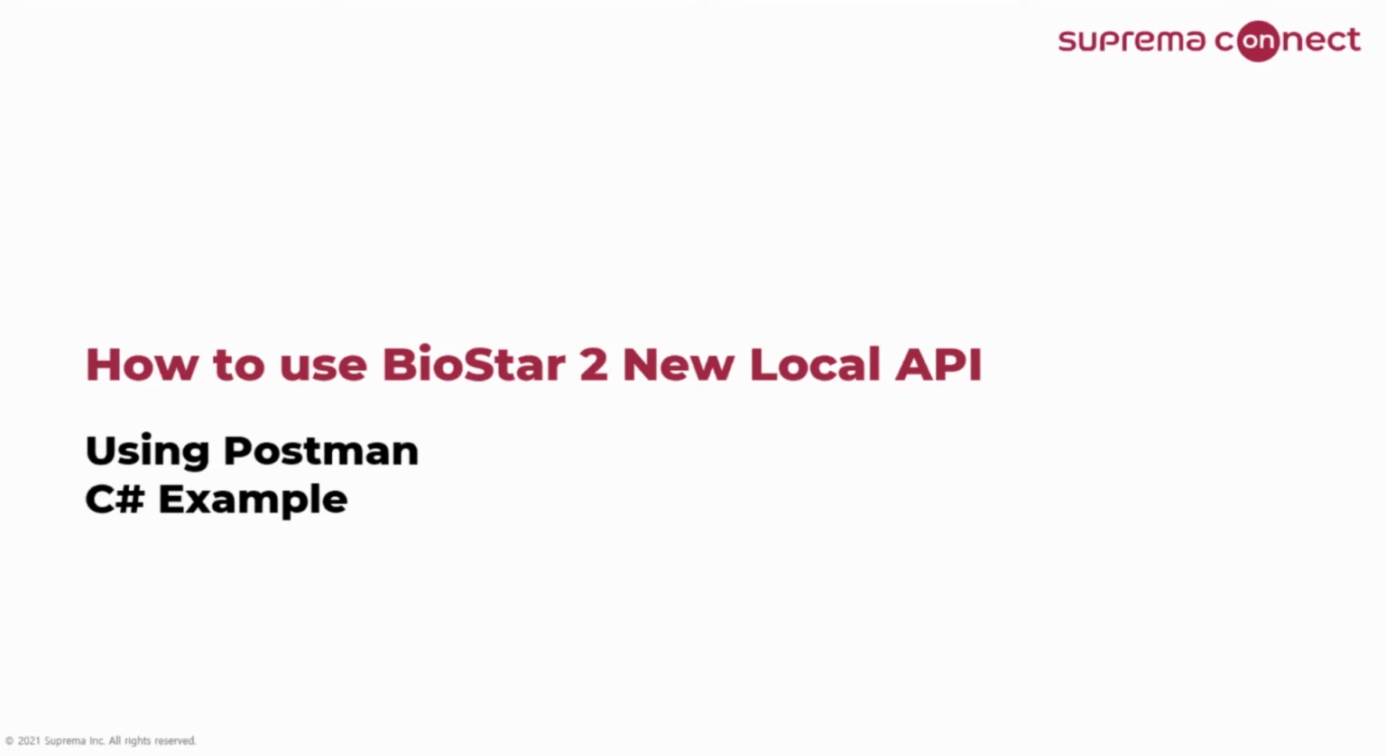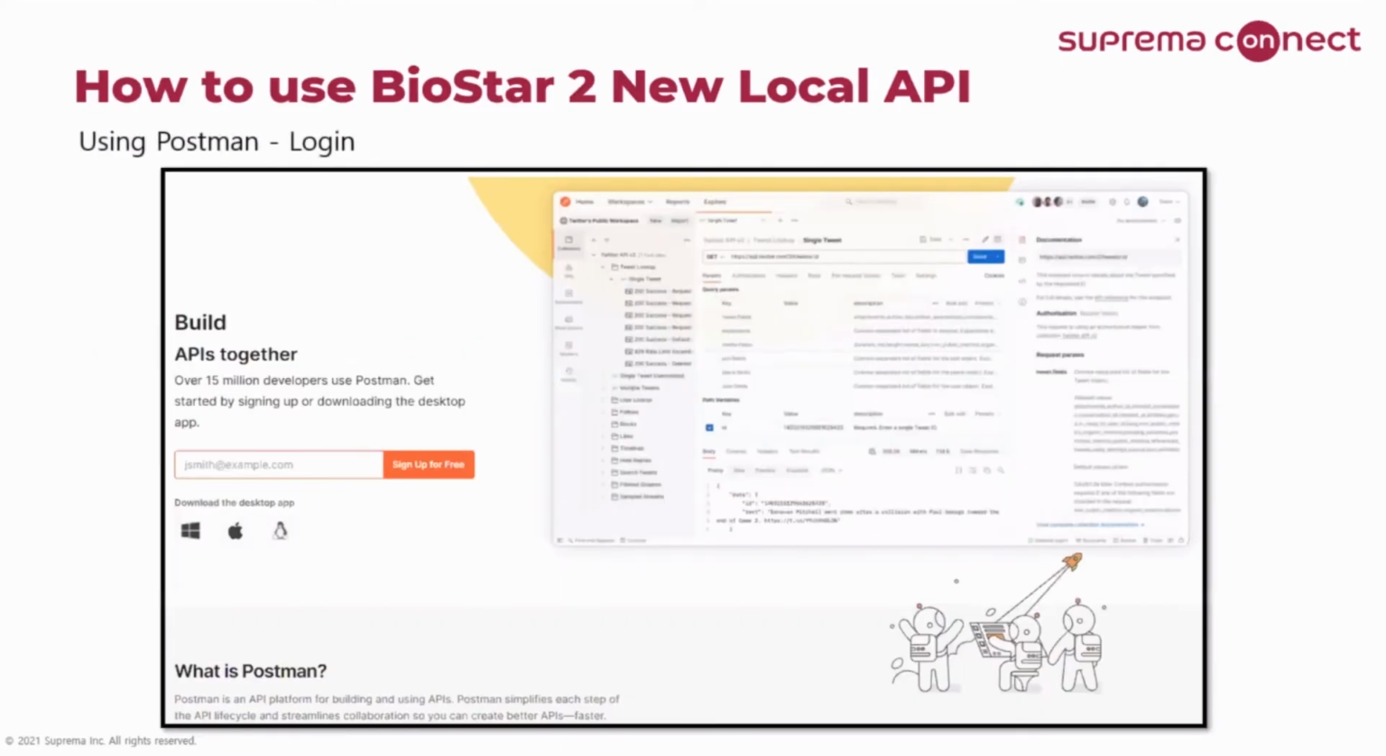And let's move on to how to use BioStar2 new local API with Postman and also the C# console example. Before I show you how to use Postman, let me briefly explain about Postman. Postman is an API platform for building and using APIs. Postman simplifies each step of the API lifecycle and streamlines collaboration so you can create better APIs and faster.